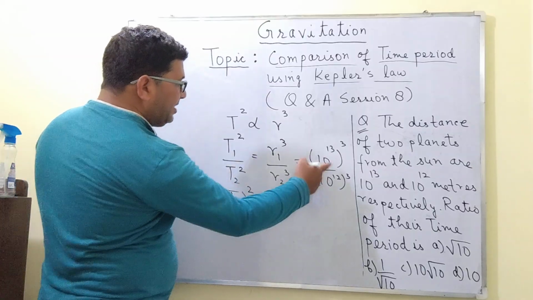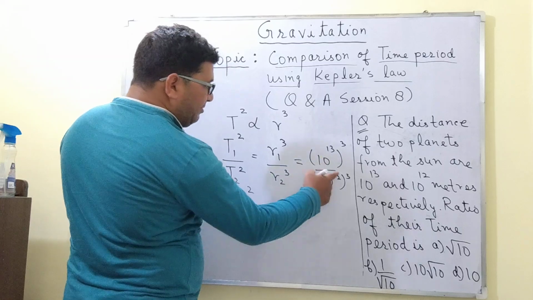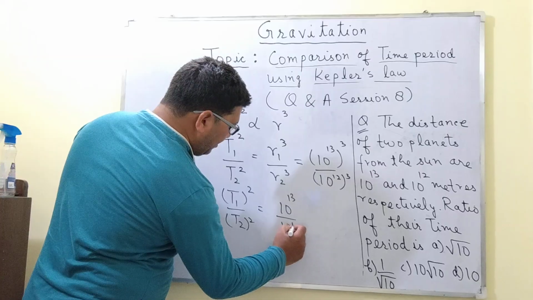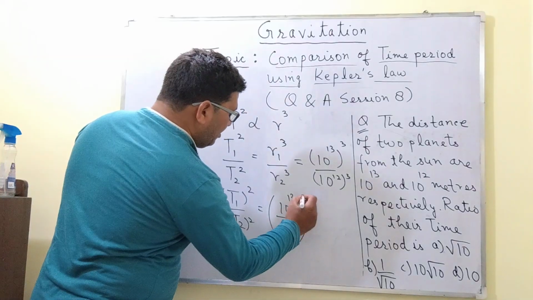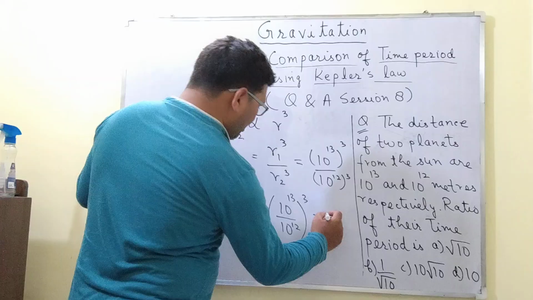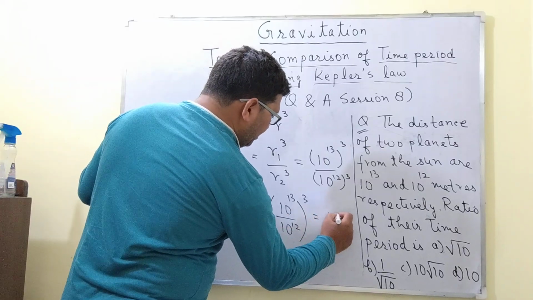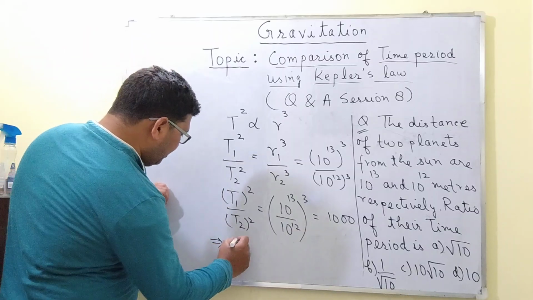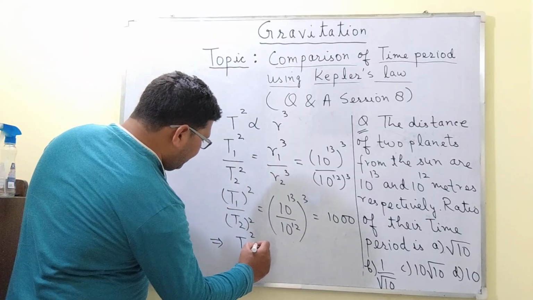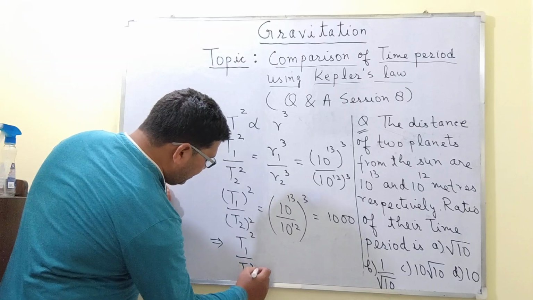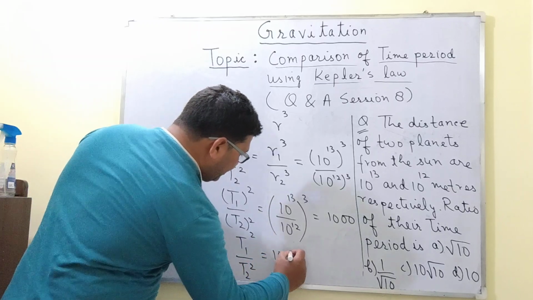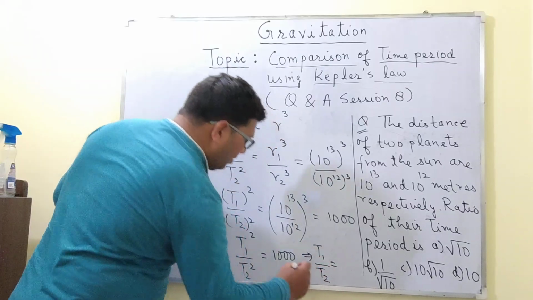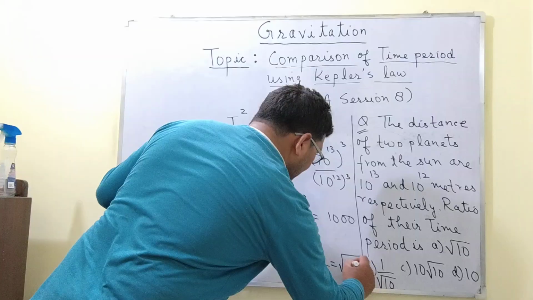square will be equal to 10 to the power 13 divided by 10 to the power 12 whole cube, and this is equal to 10 to the power 3, which is equal to 1000. So it implies that T1 square upon T2 square is equal to 1000, or simply we can say that T1 upon T2 is equal to under root of 1000.